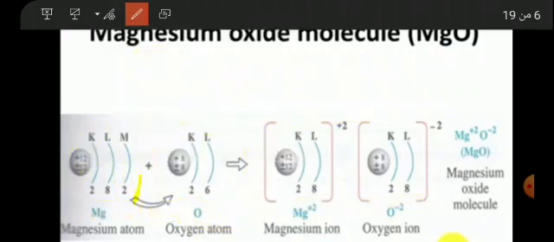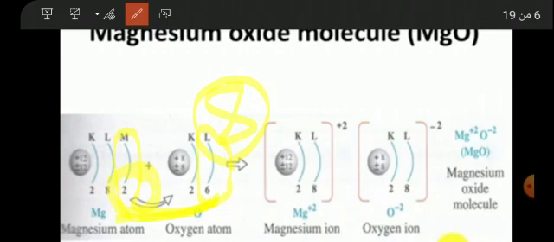Here we have the outermost energy level has 2 electrons and the outermost energy level in oxygen has 6 electrons. So what will happen? The oxygen will attract the 2 electrons of what? Of magnesium atom. So the 6 electrons will attract the 2 electrons to be 8 electrons. By this way, it completed its outermost energy level.